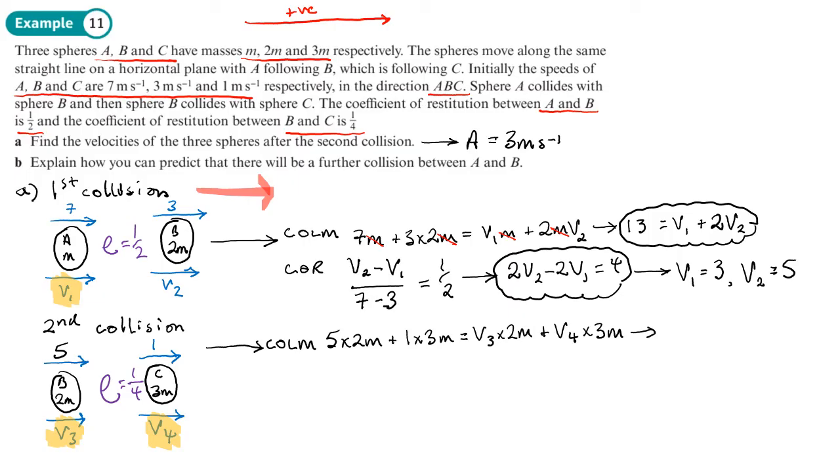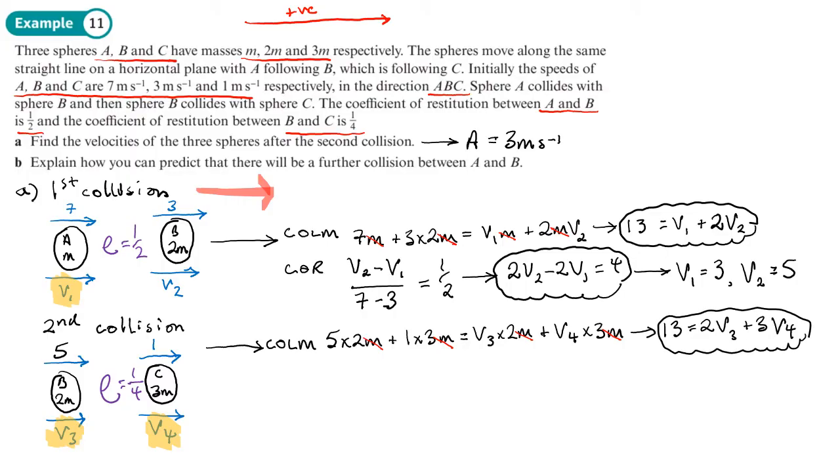Just like before, all of the m's cancel out, and I will end up with 10 plus 3, 13, just like last time. So 13 equals 2v3 plus 3v4. So again, like before, highlight the equation so it doesn't get lost.